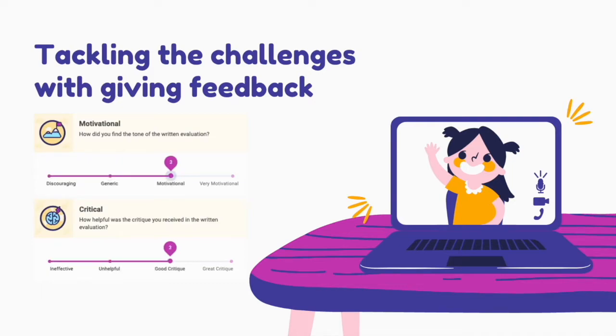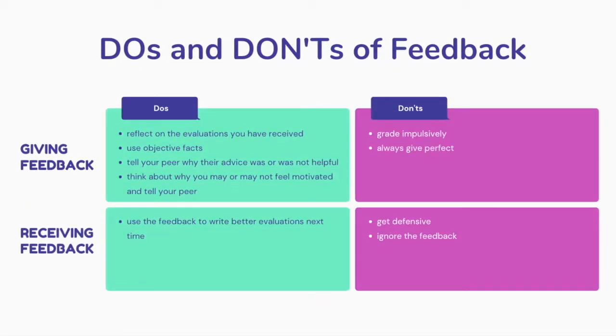We know that it can be challenging to provide feedback. To help you with this challenge, we have some do's and don'ts for the feedback stage. For giving feedback, start by taking a moment to reflect on the evaluations you receive. Did your peer put real effort into giving you advice? Does what they say make sense? Can you use their evaluation to improve in some way? If this is the case, you can give your peer a higher score.